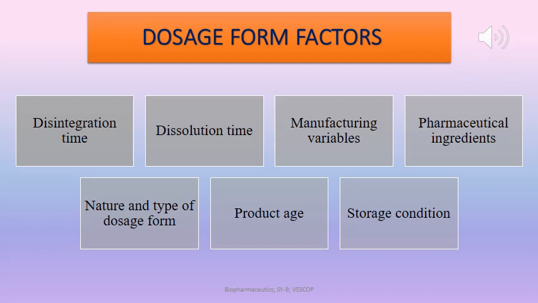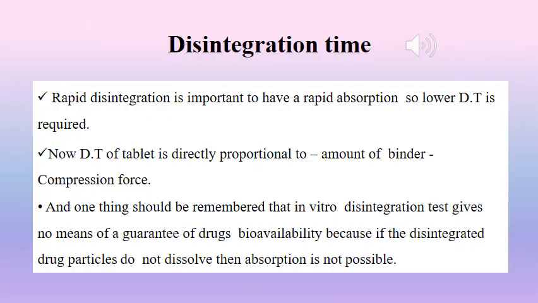Finally, let's talk about the dosage form factors. These include disintegration and dissolution time, manufacturing variables, pharmaceutical ingredients, nature and type of dosage form, product age, and storage conditions. Disintegration time clearly affects the rate of absorption of the drug. Lesser is the disintegration time, faster is the absorption.